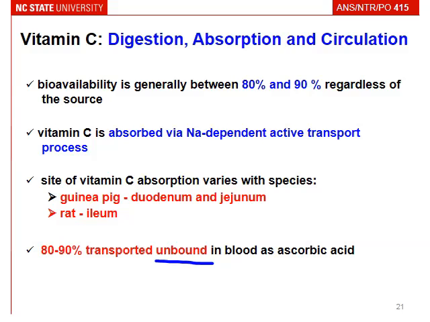You'll notice later on, one of the common themes with a lot of our B vitamins is they utilize albumin to transport them, and a lot of our fat-soluble vitamins have a carrier protein that moves them around in the blood, but our vitamin C is transported unbound as ascorbic acid.